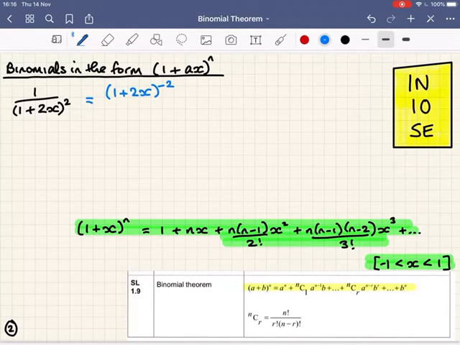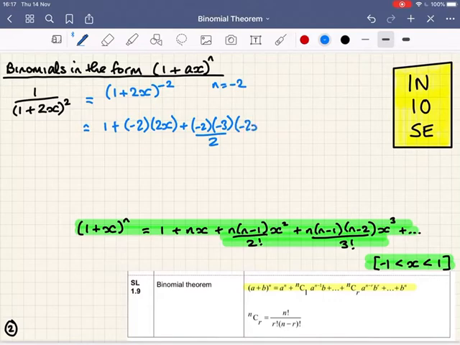Looking at the formula beneath, highlighted in green, we can now expand this out and say that this generalized form can be written as 1, and then n in this case is equal to -2. So we're going to have 1 plus -2 times, well, not x in this case, it's going to be 2x. Then we're going to have n times (n minus 1), so it's going to be -2 times -3, all over 2, and then it's going to be (-2x) all squared, and then the third term will be -2 times -3 times -4, all over 3 factorial, which is 6, and then it's going to be (-2x) all cubed. I'm going to stop there, but I could keep going, but I'll normally only have to write the first 4 terms or so. And then it's just about simplifying each of those.